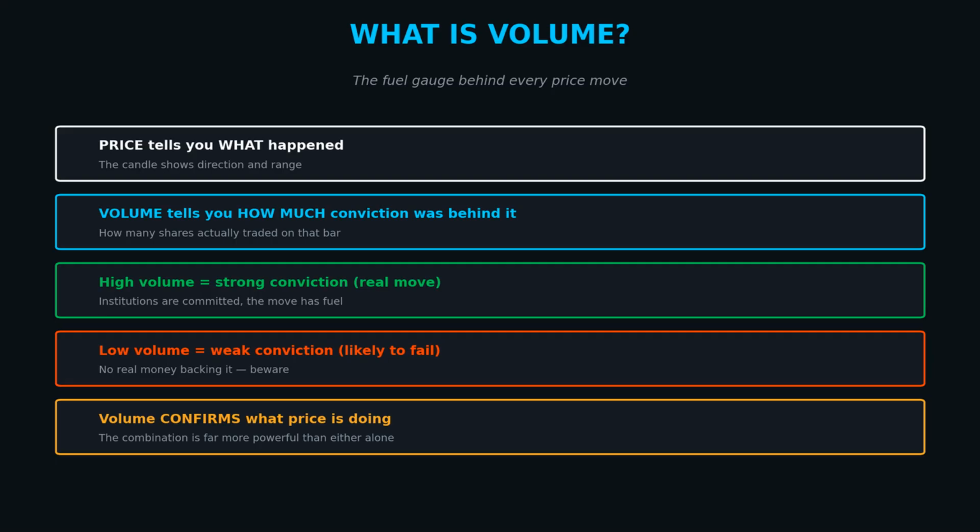And here is why this matters so much for the stocks dominating the market right now. The AI names, the semiconductor stocks, NVIDIA, AMD, Broadcom, the SMH ETF. These stocks move fast and they move big. Some of the biggest daily moves you will ever see happen in this sector. But not all of those moves are created equal. Some have real institutional volume behind them, and they follow through for weeks. Others are just retail noise on a slow afternoon, and they reverse the next morning. Volume is how you tell the difference. It is the X-ray vision that lets you see through the candle and into who is actually participating.